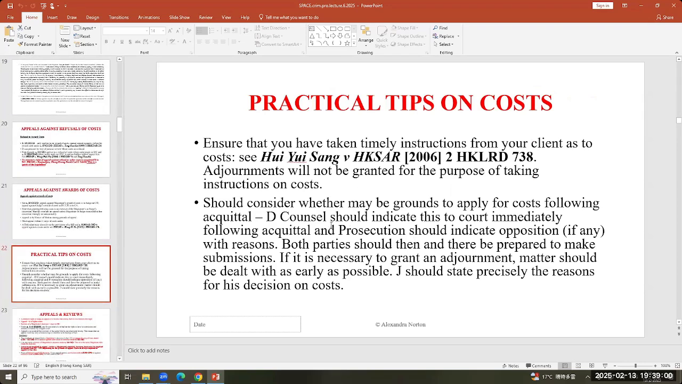You always need to take instructions from your client so that immediately upon the conclusion of the case, you can be prepared to make your costs arguments. So those are the slides on costs. Don't ignore it just because there's only 22 slides, right? Costs are very important. And if you look at some past exam papers, you'll see that there are questions on costs. Any questions about costs before I move on?